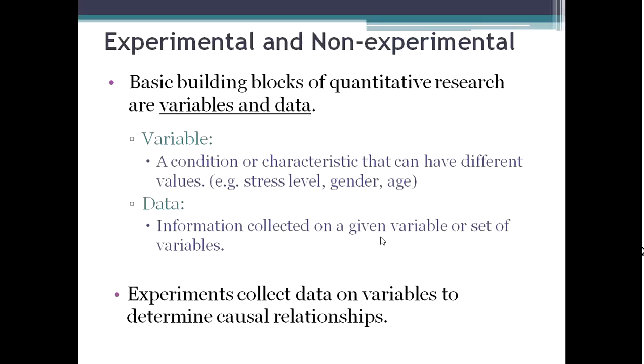And when we want to do an experiment, we're going to collect data on particular variables in a particular way that will allow us to determine causal relationships, the degree to which one variable causes some change in another variable. And as we'll see, experiments are key to understanding causality.